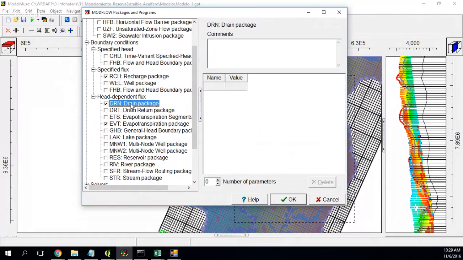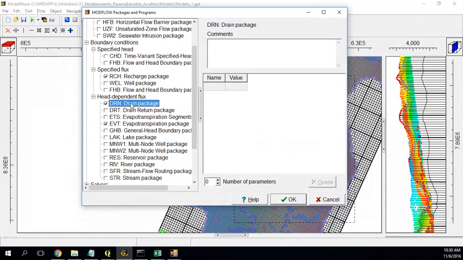Okay, the drain package is where you want to conceptualize watercourses like stream flows that are always gaining. That means that groundwater discharges to the stream and the flow in the stream is always higher. For this conceptualization, you can use the drain package. And this is one of the easiest to configure in MODFLOW.